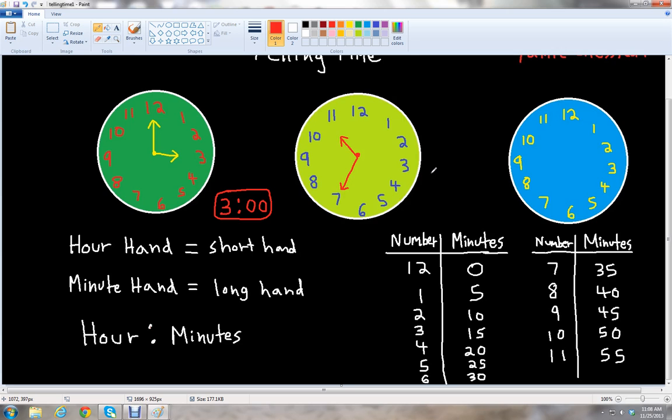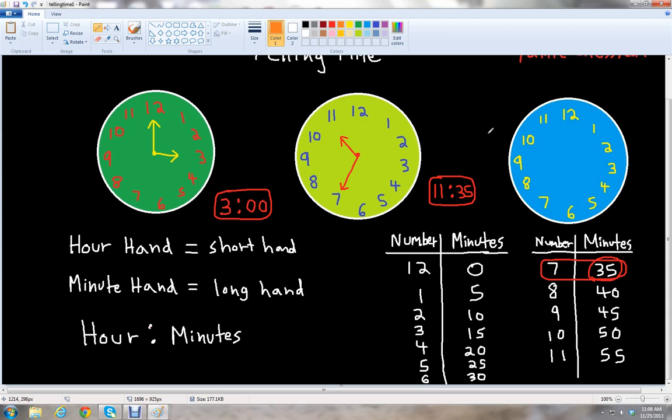So we can write the time as we have the hour first, that's 11. And then we put our colon, the 2 dots. And then the 7, we notice that 7 is 35 minutes past the hour. So we'll write 35 for minutes. So the time here for this clock would be 11:35. That's how we say it, 11:35.